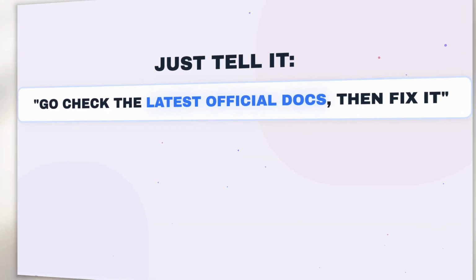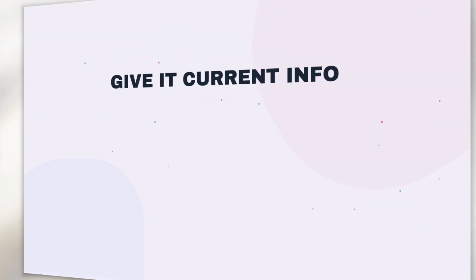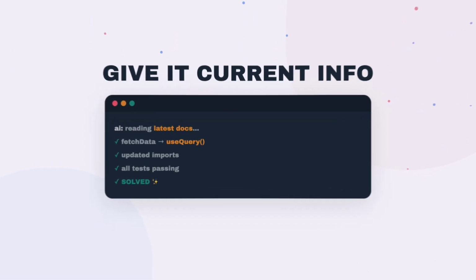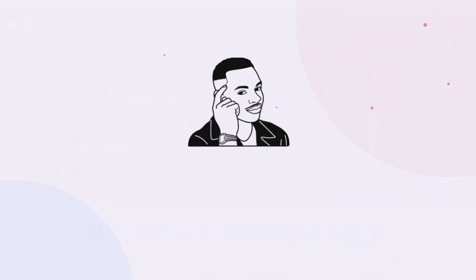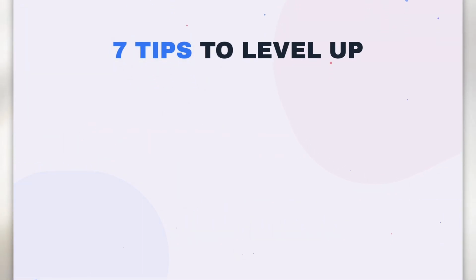Just tell it, go check the latest official docs for this library, then fix it based on that. Give it current information, and it usually solves the problem immediately. Most of the time, getting stuck isn't a capability problem, it's an information problem. That's 7 tips to seriously level up how you use Claude Code.